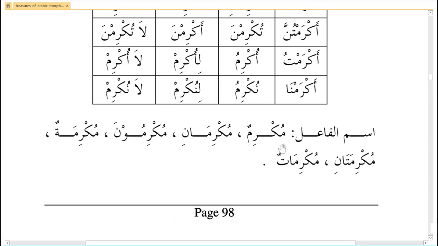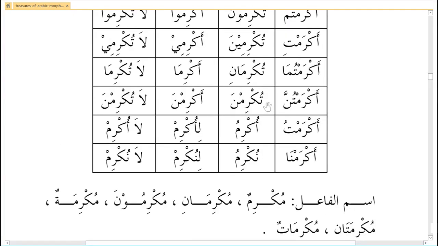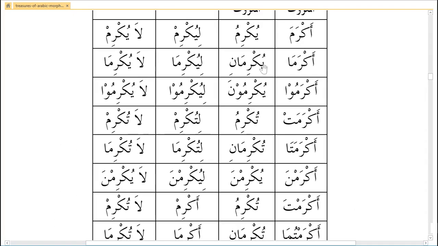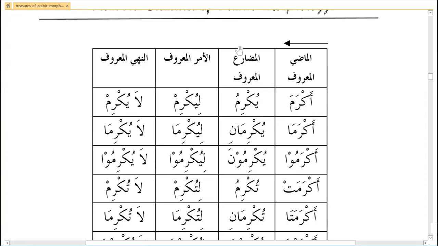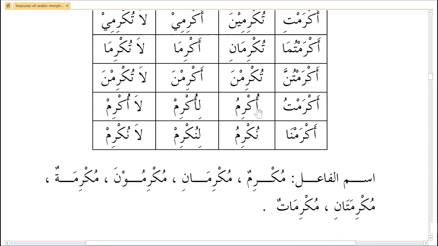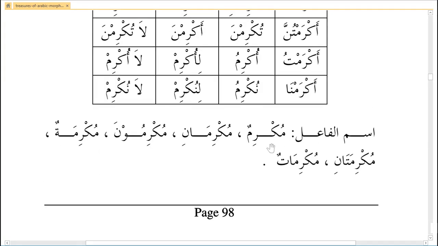So what was the rule? Again, we take it from the mudari. Take the ya out, put mim instead, and give dhamma to the last letter. I mean, not dhamma, dhammatain, two dhammas. So it becomes mukrimun.